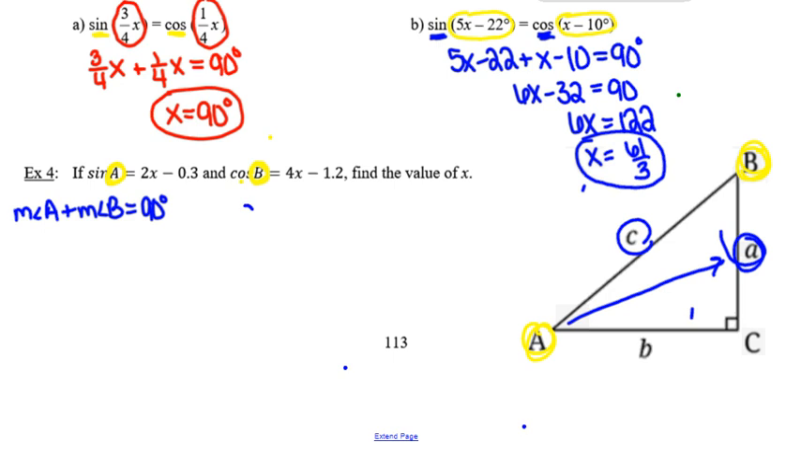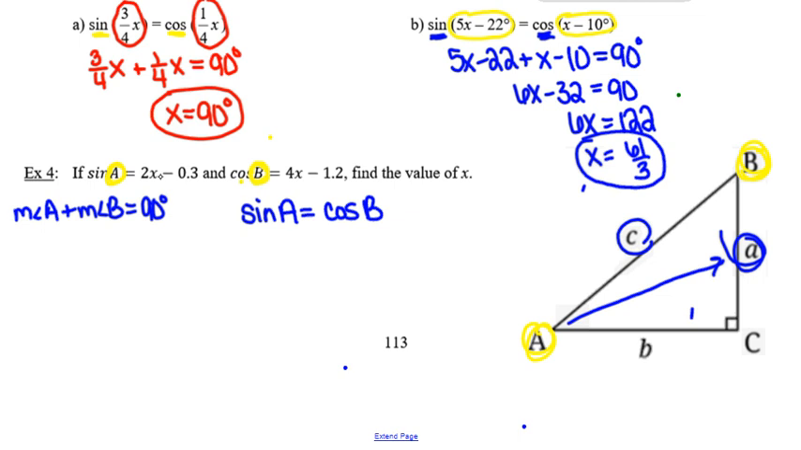And I know, therefore, that the ratio that compares opposite to hypotenuse for sine of A is going to be equal to the ratio that compares adjacent over hypotenuse for angle B. So in other words, the sine of angle A is equivalent to the cosine of angle B.